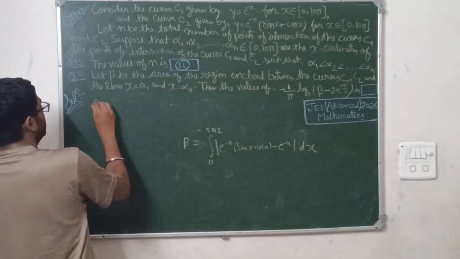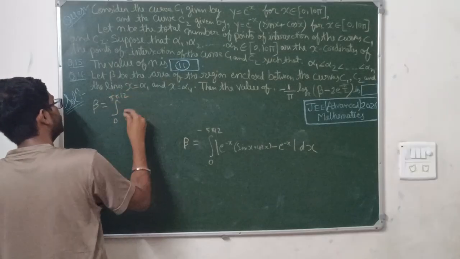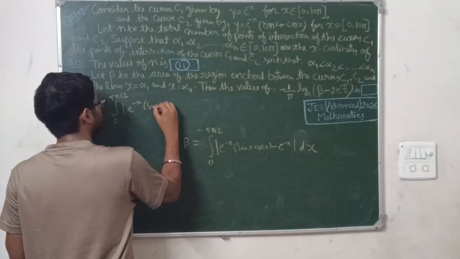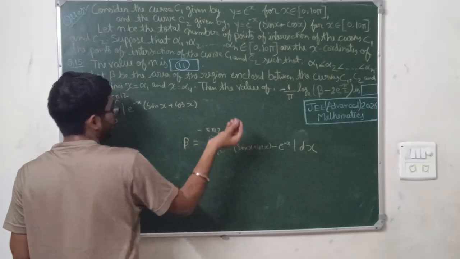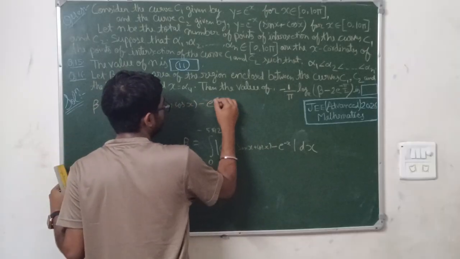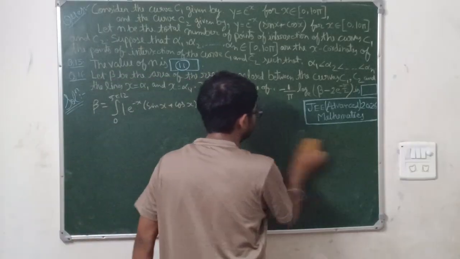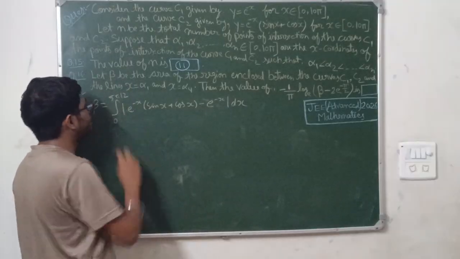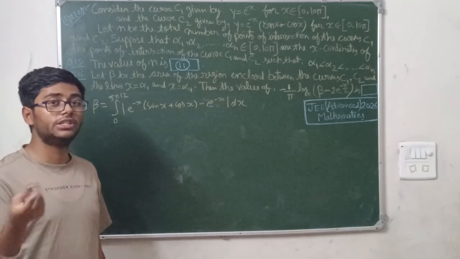Now see, beta is the integral from 0 to 5 pi by 2 of mod of e to the power minus x (sin x plus cos x) minus e to the power minus x, dx. This is the final integration. Now, you cannot directly integrate from 0 to 5 pi by 2. Here mod is there. You have to find the critical points where this function is increasing or decreasing.